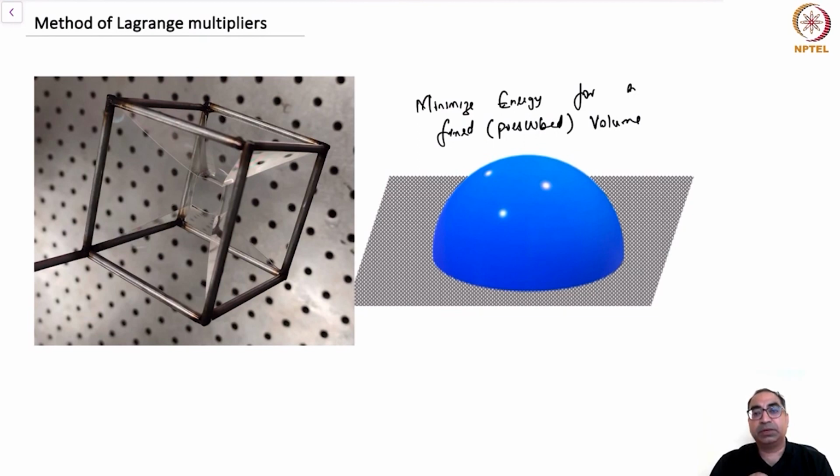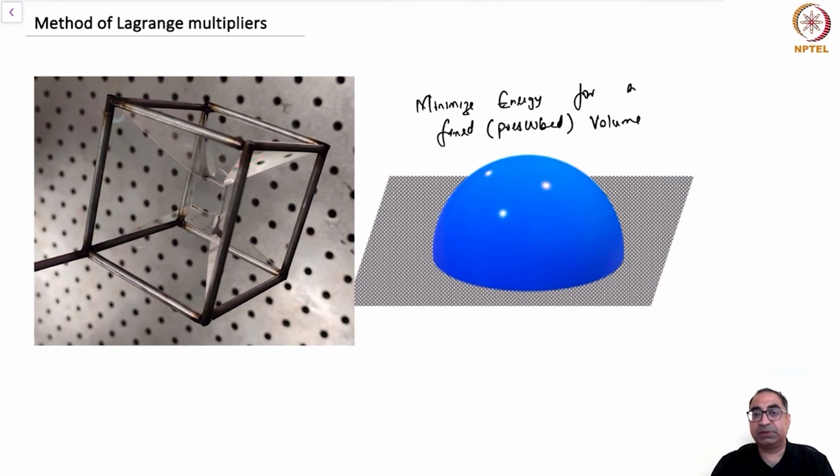Now this is a constraint problem, because the problem statement is: determine the shape of the soap film subject to the constraint that the soap film meets the edges of the larger cube. Now you could also have a constrained minimization problem for a sessile drop. A sessile drop is a drop that's sitting on a horizontal plate. Now you could again ask, what is the shape of the droplet subject to the constraint that the volume is prescribed. Now how do we address these problems?